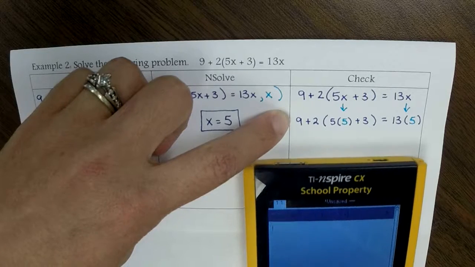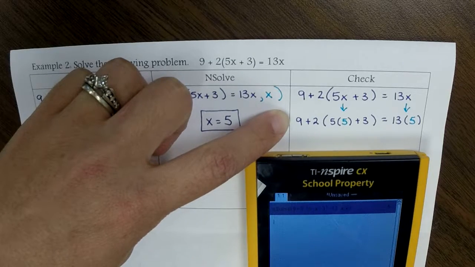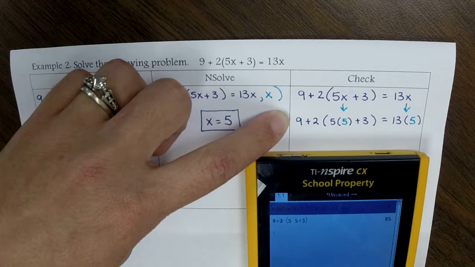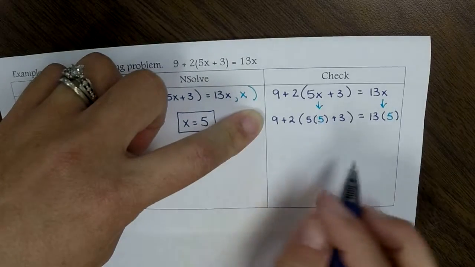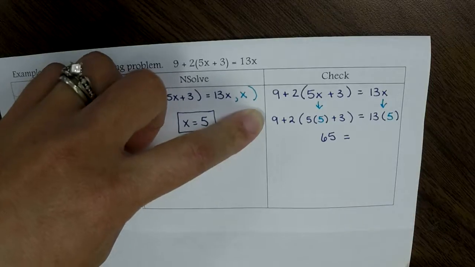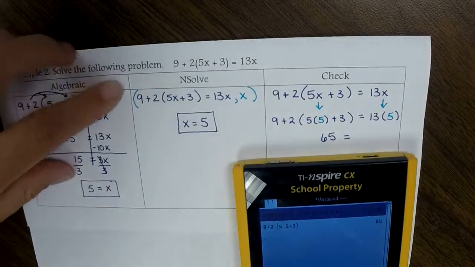So 9 plus 2, parentheses 5, close, plus 3, close. And I'm going to press enter. And on the left side, I got 65. Now I'm going to type in the right side.